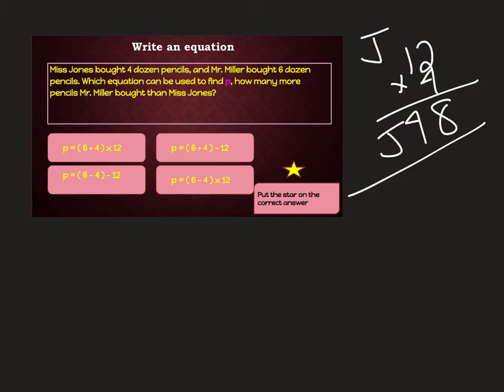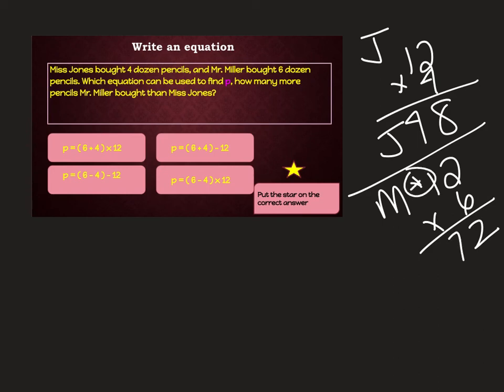Now let's figure out how many Mr. Miller bought. We'll put M for Miller. Mr. Miller bought 6 dozen. So that's 12, which is 1 dozen, multiplied by 6. 6 times 2 is 12, and then 6 times 1 is 6, plus 1 is 7. So Mr. Miller bought 72 pencils.